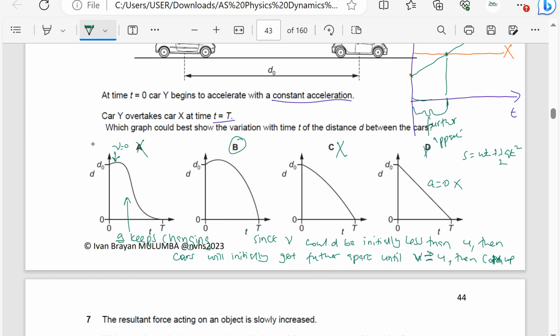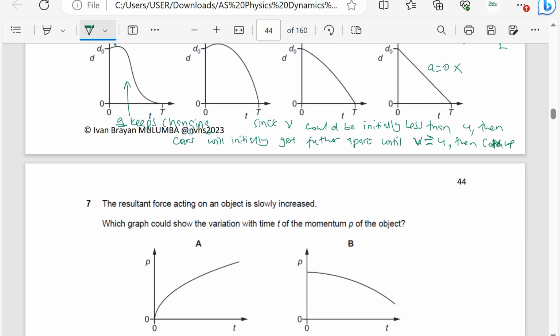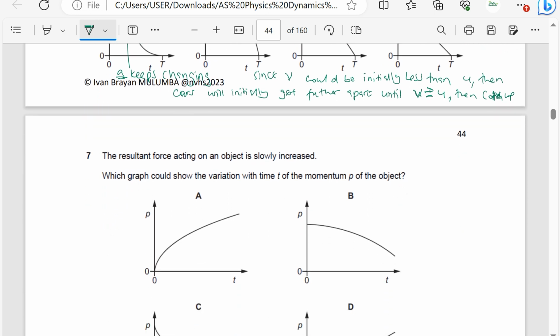So here we have rejected A because the acceleration keeps changing. Yet here the gradient is just increasing, which means the velocity is just increasing and it is a smooth curve. So the velocity is increasing. If we were to sketch a graph of acceleration against time, then it would be a straight line, which means constant acceleration.